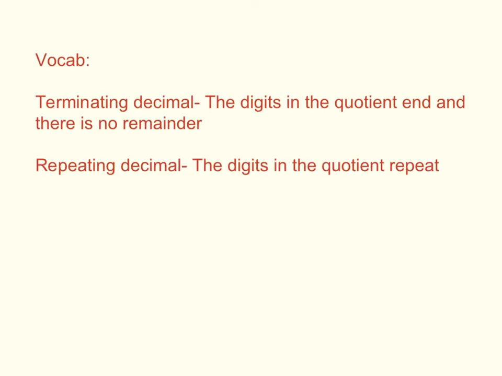We have two vocab words. Terminating decimal, which means the digits in the quotient end and there's no remainder, and repeating decimal, where the digits in the quotient repeat. We've talked about this briefly in class, but it would look something like this. If you keep getting 3, 3, 3, 3 as your answer and it keeps going, remember we just put a line over top of it. That means it's going to keep repeating. So I'd like you to copy down that example.